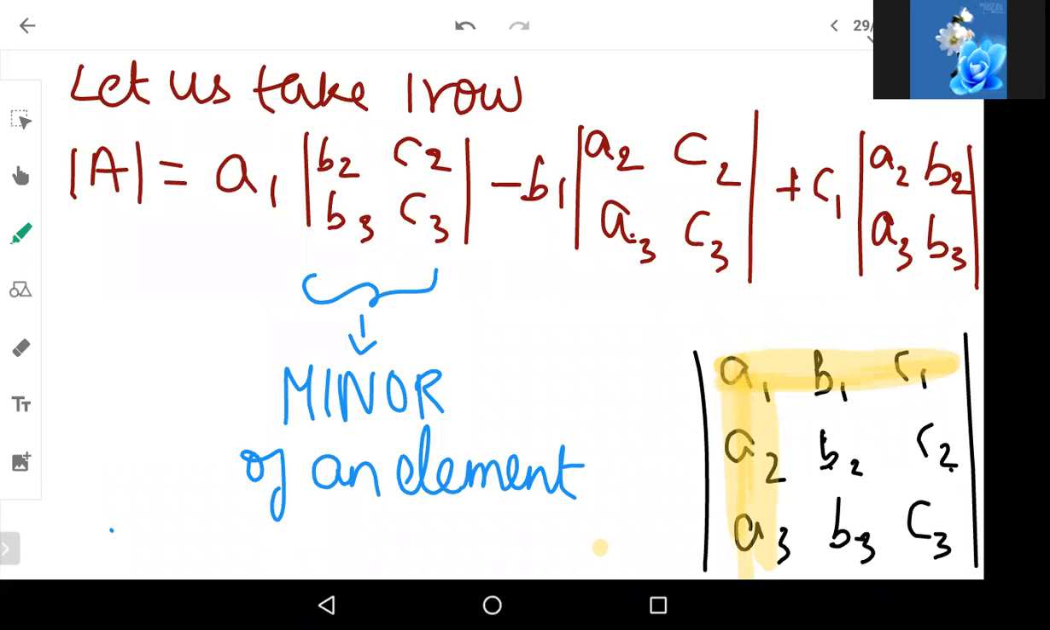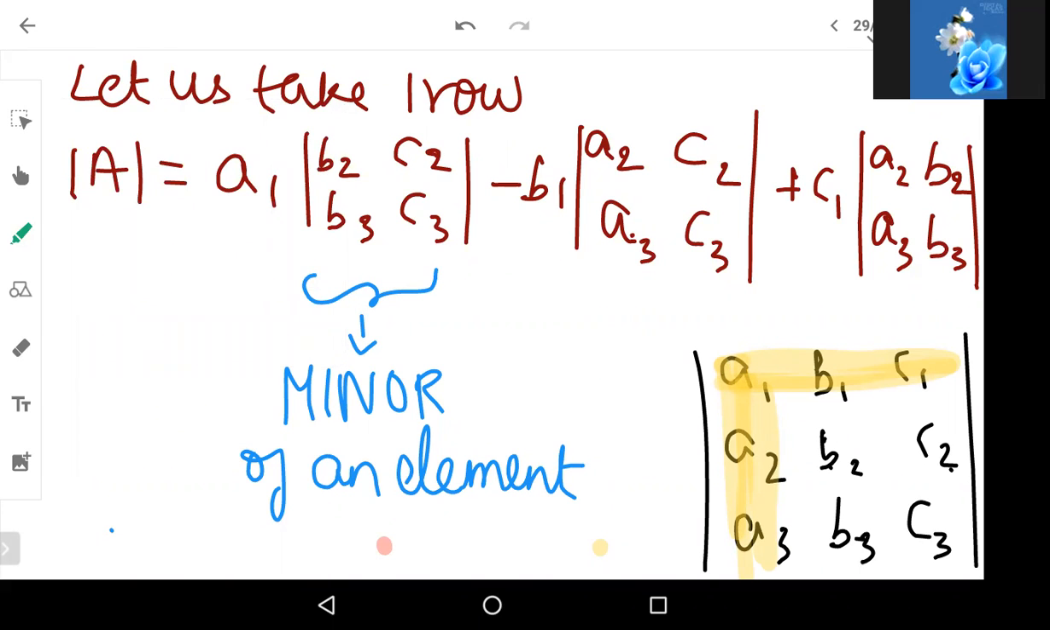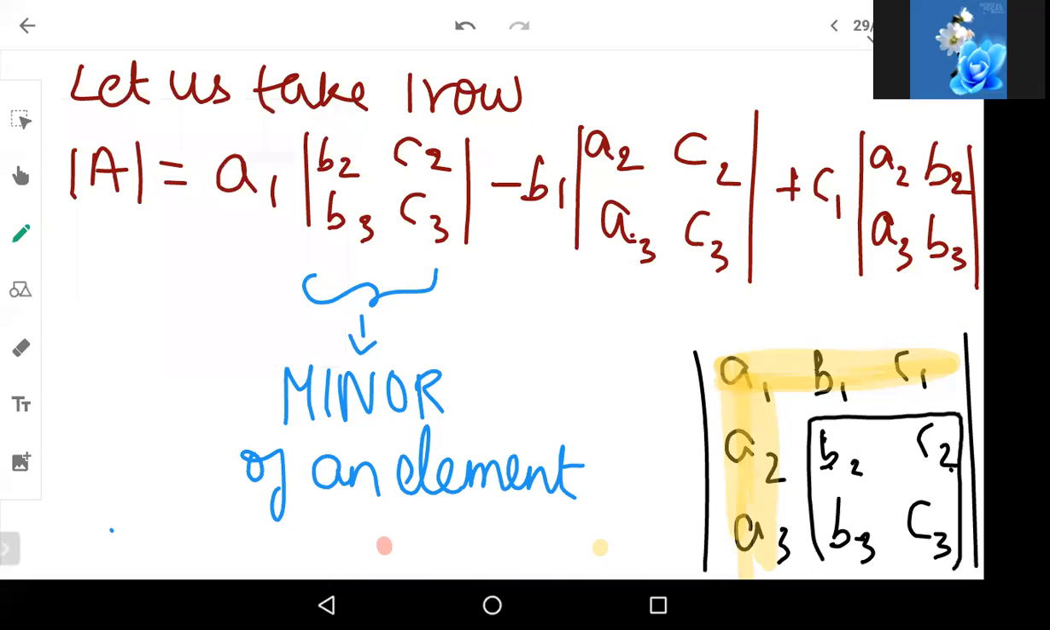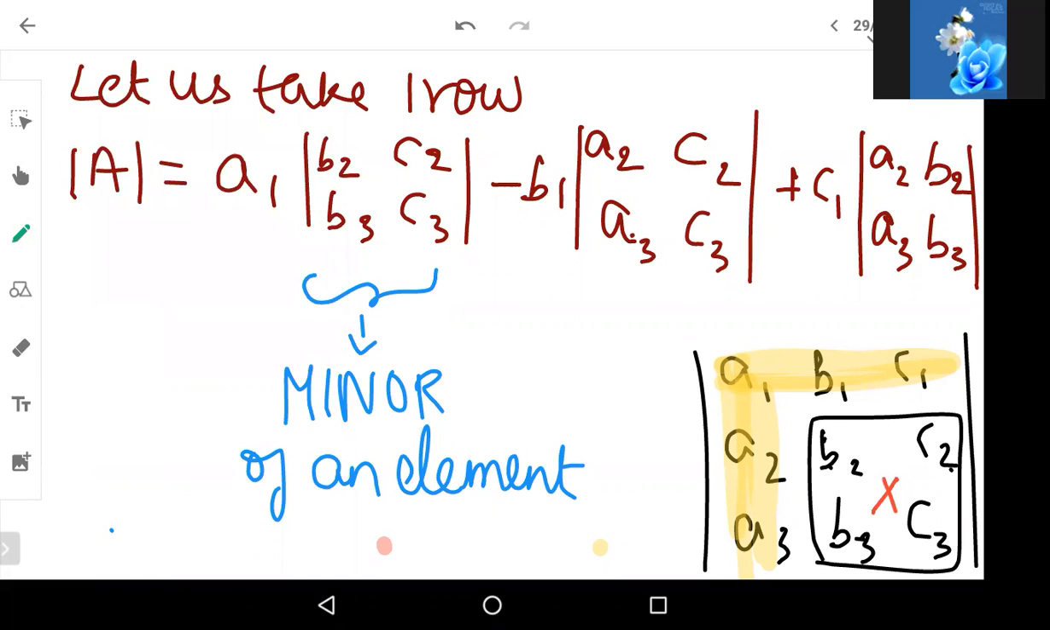Okay, so what is remaining with you? The remaining elements are B2, C2, B3 and C3. Correct? So what we will do is we will find the determinant of this 2 into 2 matrix. Okay, so A1 into B2, C2, B3, C3.